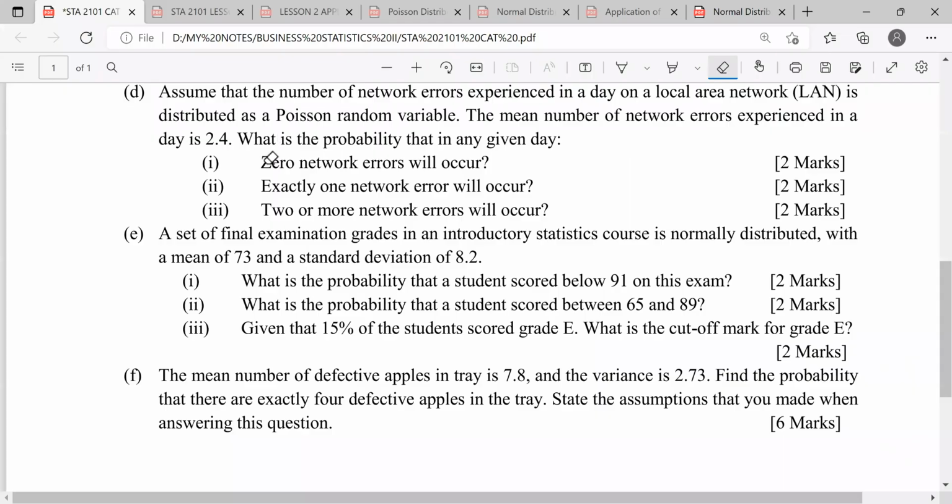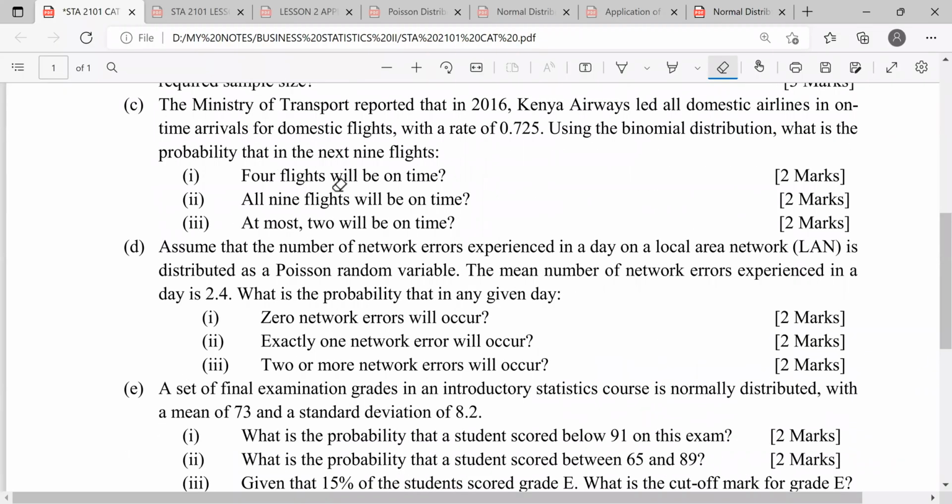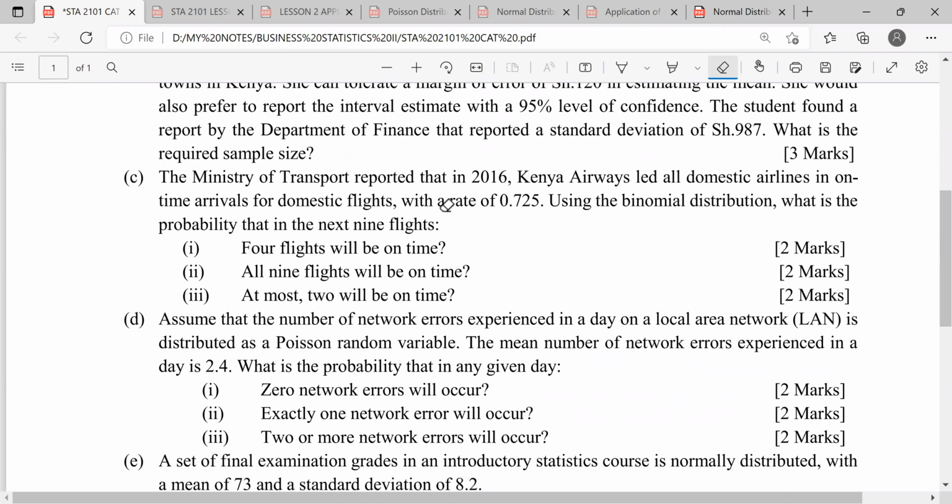So we're saying that the Ministry of Transport reported that in the year 2016, Kenya Airways led all domestic airlines in on-time arrivals for domestic flights with a rate of 0.725. Using the binomial distribution, what is the probability that in the next 9 flights, 4 will be on time, all 9 will be on time, at most 2 will be on time.